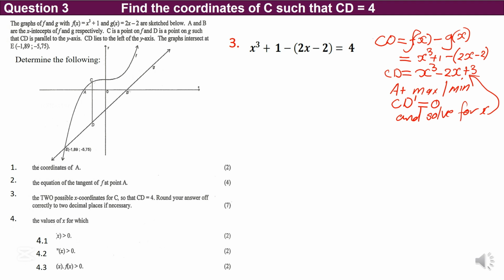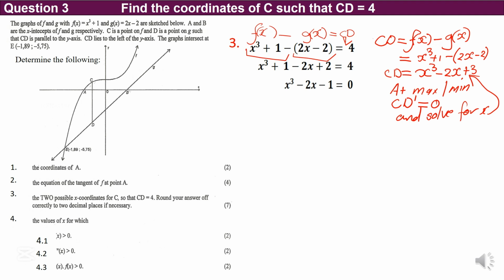So here, this first part of my expression is f of x. Then the second part of my expression, this one here, is g of x. So f of x minus g of x is equal to CD, and CD is equal to 4. Now that's how I created that equation. So we carry on and solve it and simplify the equation to standard form.